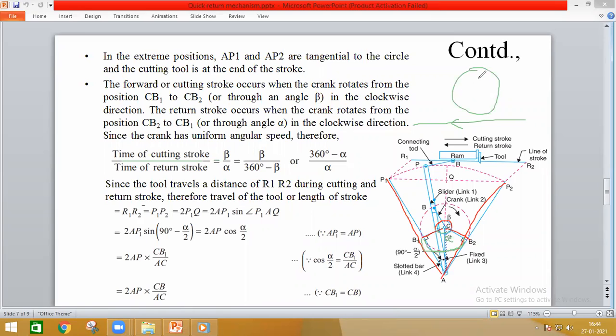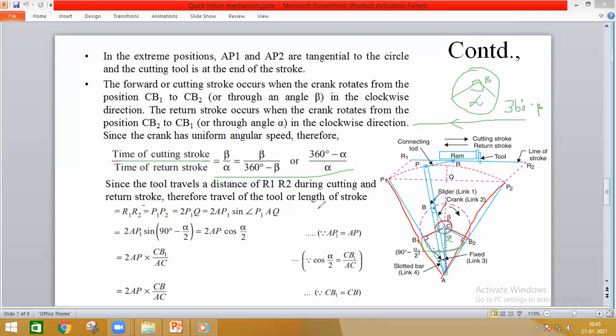Okay, because it is a full revolution, full circle. So this is a total of 360 degrees. If this angle is beta, then alpha is equal to 360 degrees minus beta. We can call it 360 degrees minus alpha divided by alpha, which is the ratio of time taken of return stroke.